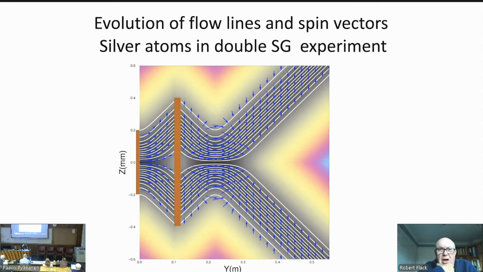But if you take this diagram, which I've got up here, he used silver atoms because that's what the original Stern-Gerlach experiment used. But that doesn't matter. The two brown lines are just schematics of the two Stern-Gerlach magnets, all right?